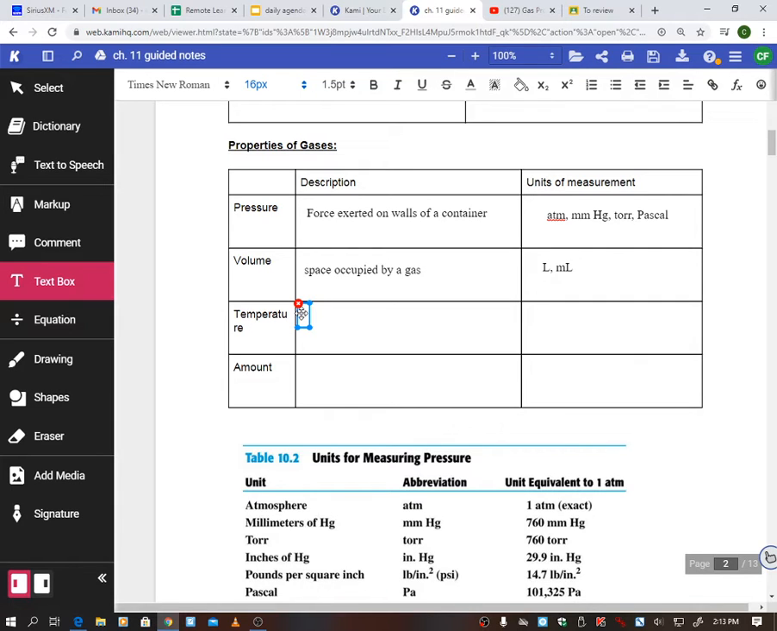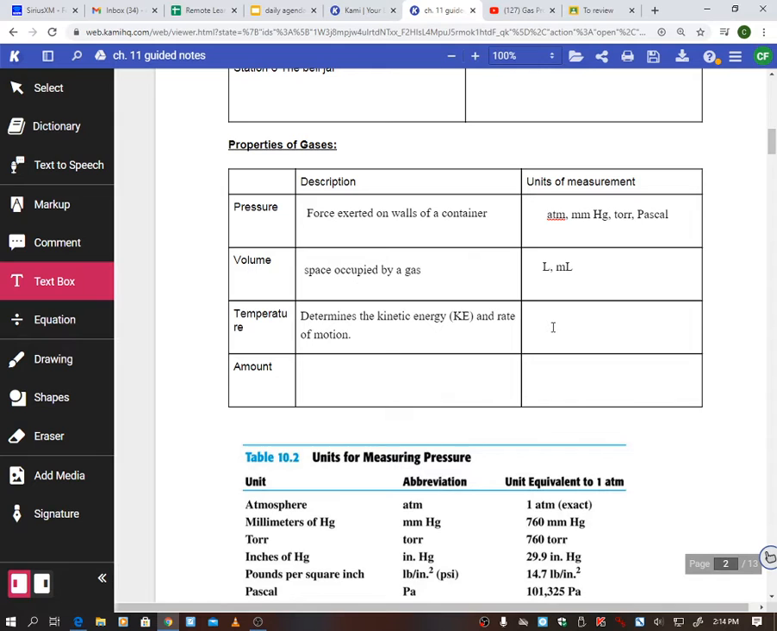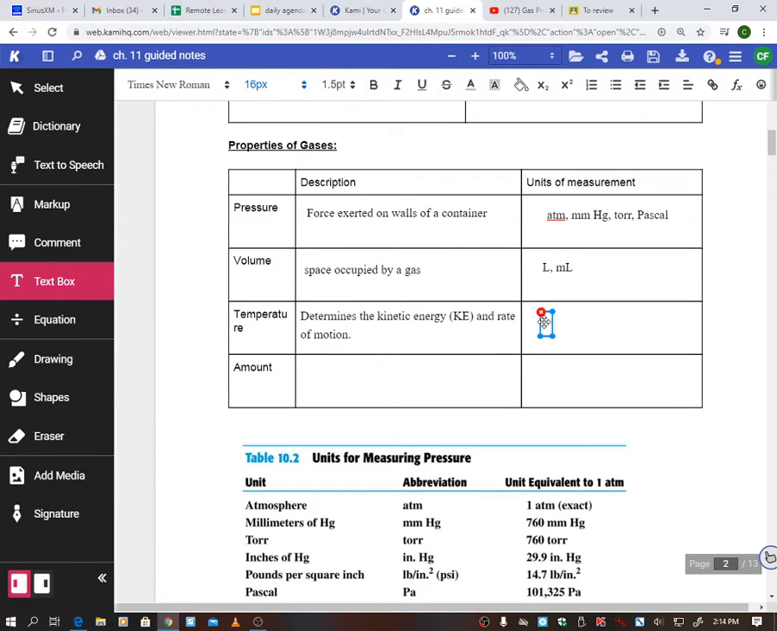Temperature determines the kinetic energy. Sometimes you'll see me write just capital K, capital E for kinetic energy, and rate of motion. So how fast are these particles moving? The temperature is going to determine that. Now temperature is normally in Celsius, but when we start doing some of these calculations, it will have to be in Kelvin.